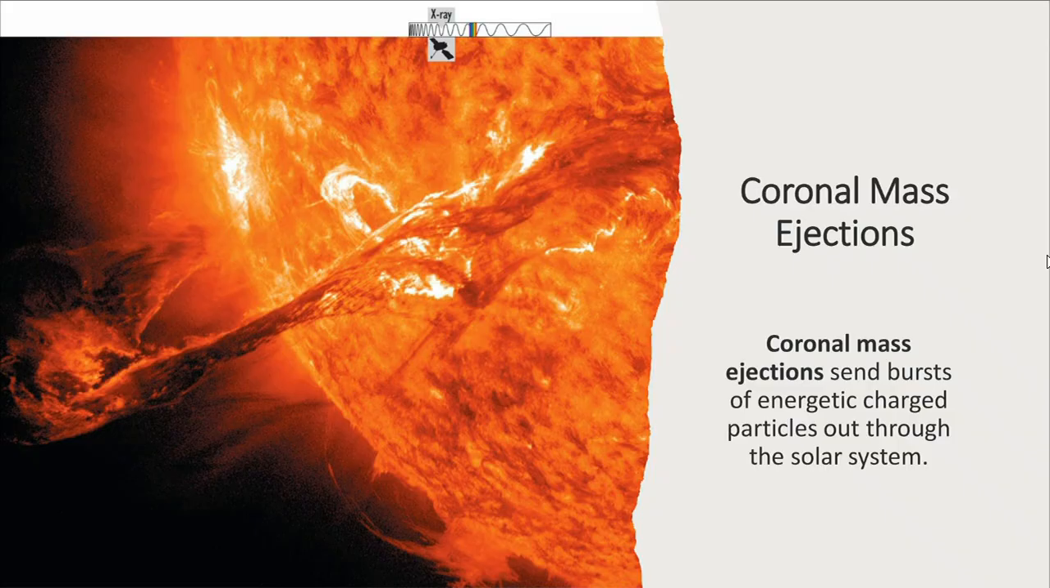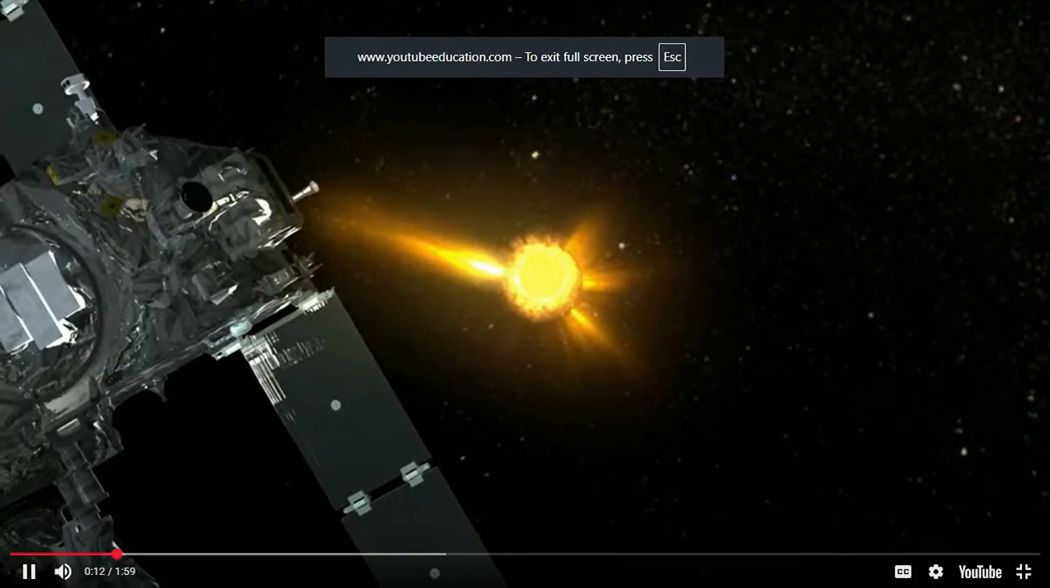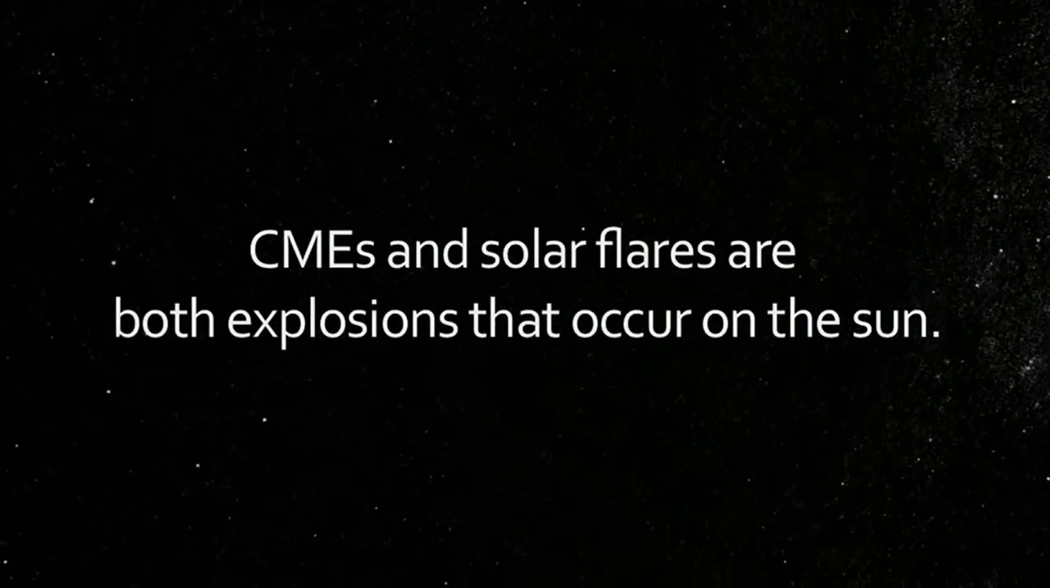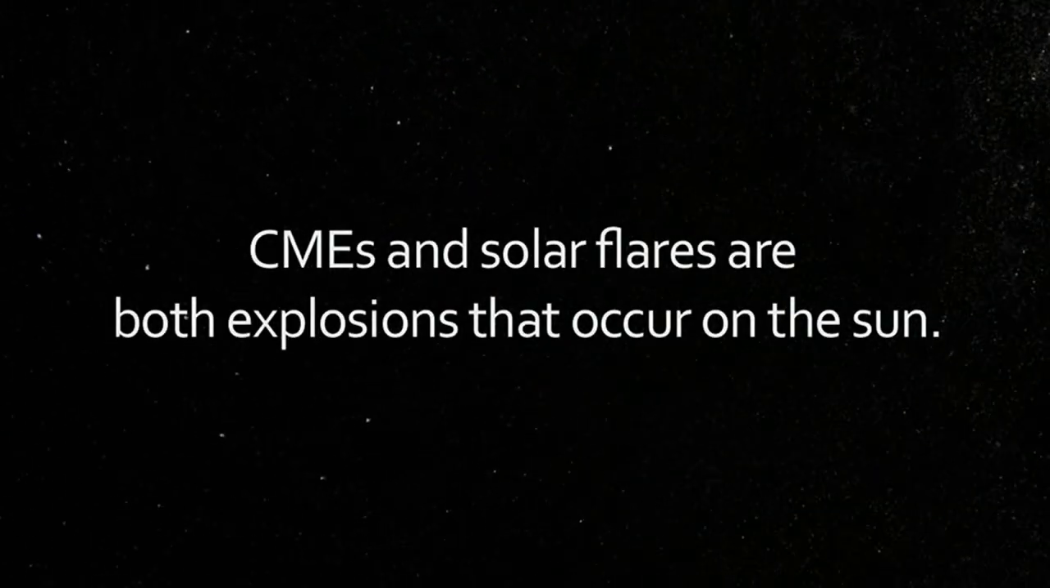And so this material can travel very far, even towards the Earth, and we need things like a very strong magnetic field to prevent these charged particles from hitting the Earth. And so this is just a short video about the differences between the coronal mass ejections and the solar flares.